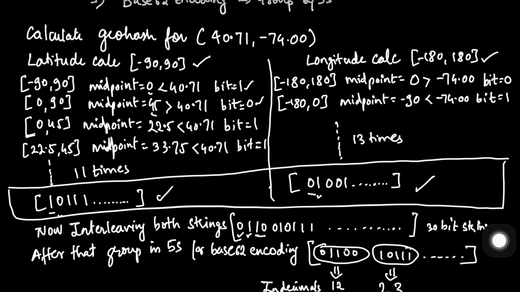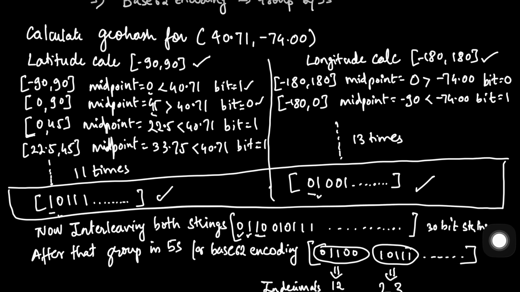Once we have the 30-bit string, we group it in fives, because base 32 encoding uses 5 bits per character. Once we have got the 30-bit string, we encode it in base 62. So first of all we group those into five-bit groups, and then we convert them into decimals.